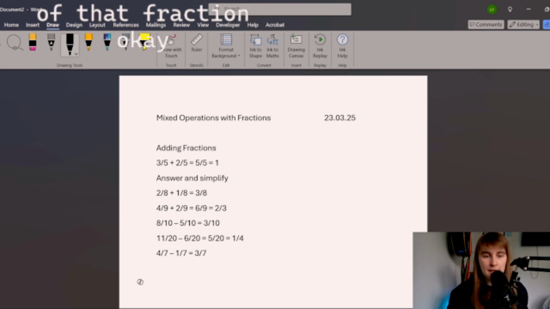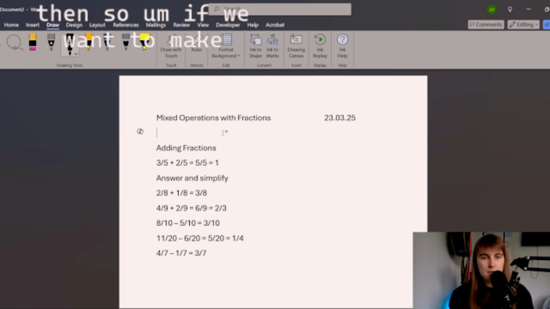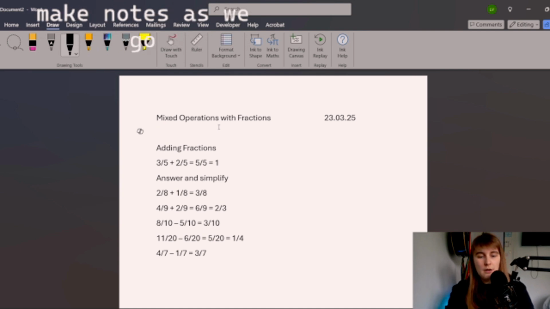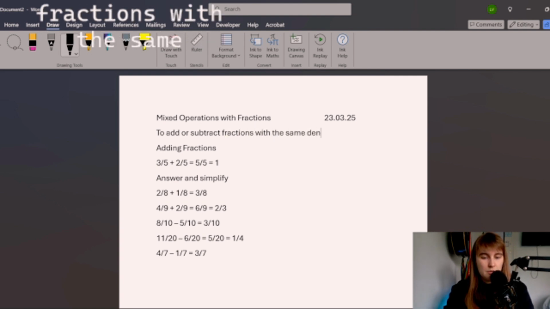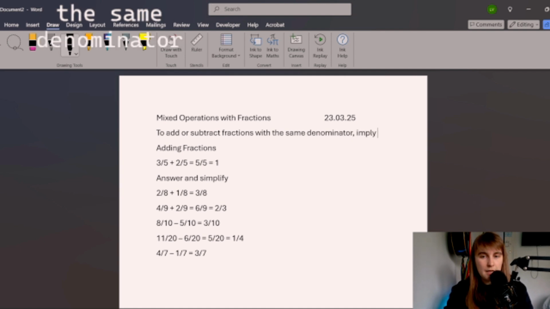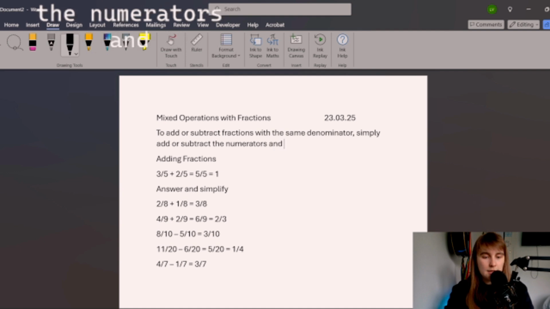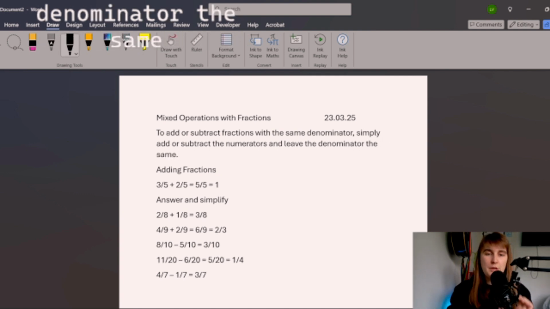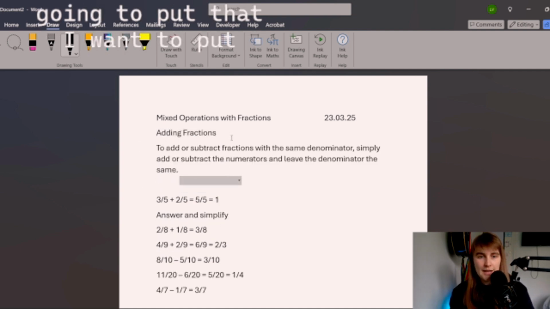Okay, let's make it more difficult then. So if we want to make a note, perhaps, probably good to make notes as we go: to add or subtract fractions with the same denominator, simply add or subtract the numerators and leave the denominator the same. So if you want to just copy that down, that would be your first note. And I want to put that under my adding fractions section, don't I?